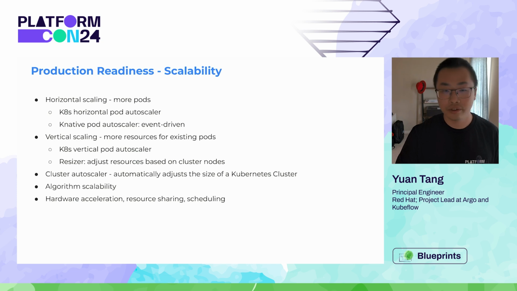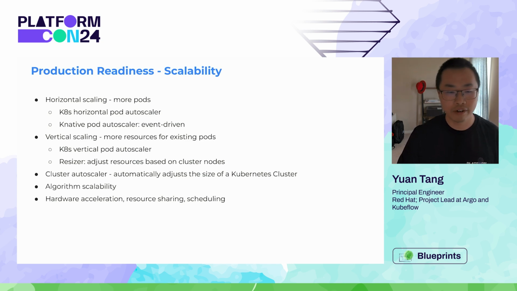The first is scalability. In terms of scalability, there's horizontal scaling and vertical scaling. Horizontal scaling means that you're adding more pods and machines to handle additional workloads. Vertical scaling means you're adding more computational resources such as memory and CPU and GPU to existing pods to handle additional workloads. And there's also cluster autoscaler that can adjust the size of your Kubernetes cluster automatically based on your workloads. And algorithm scalability is also something to be considered as well.